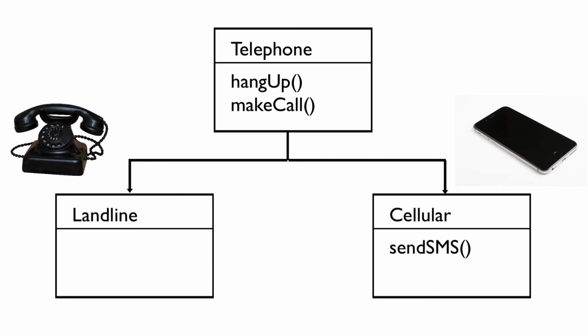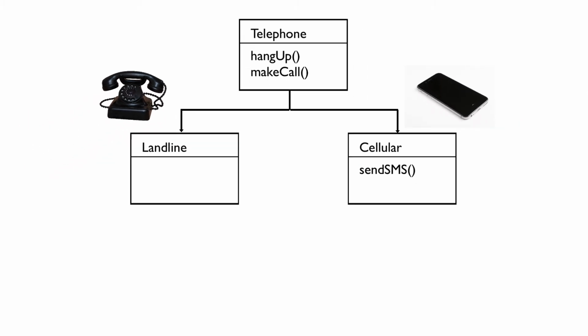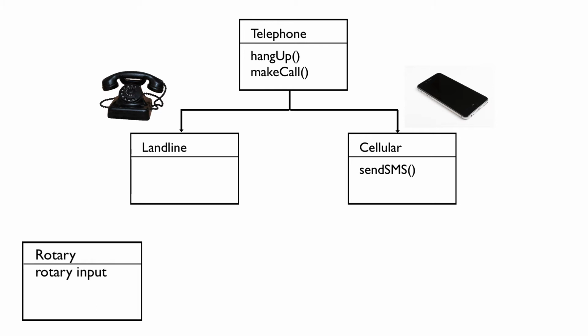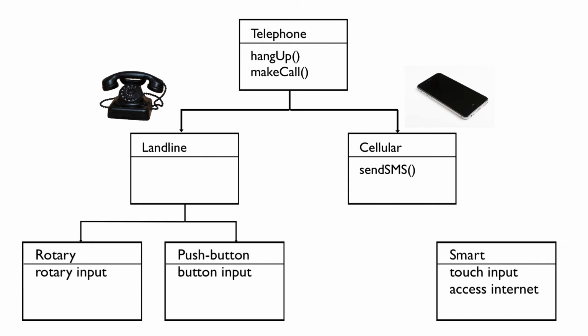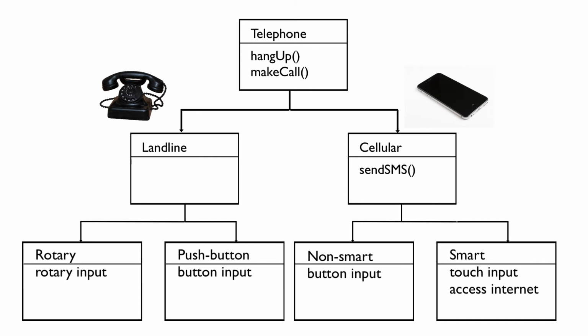Anyway, back to the class hierarchy. We might decide we want to break up these phone types even further based on their input technique. Old school landline phones can have a rotary dial, or there's push button landline phones, so let's create subclasses for these. Perhaps the cellular class could be subclassed into smartphones with touchscreens and non-smart with push buttons.